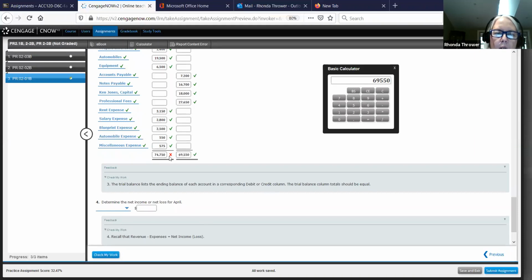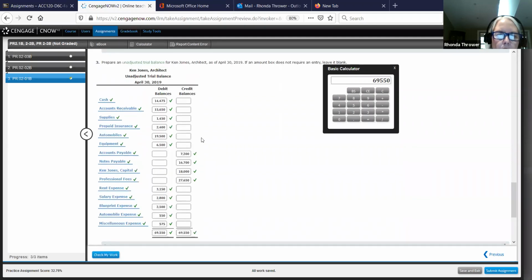It is. So this total has to be equal because my debits and my credits must equal. So this total must be $69,550. Okay. So what I'm saying to you is I added wrong a while ago. That's why it gave me that X mark. If you re-add this column, it should be $69,550. If you add this column, it's $69,550. These two must balance. The total debits must equal the total credits.